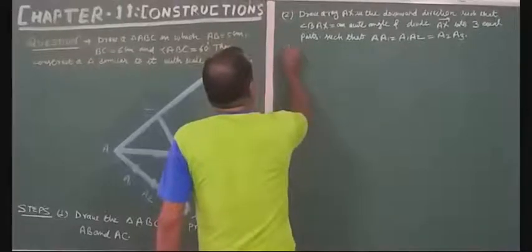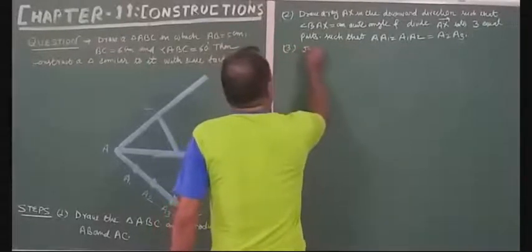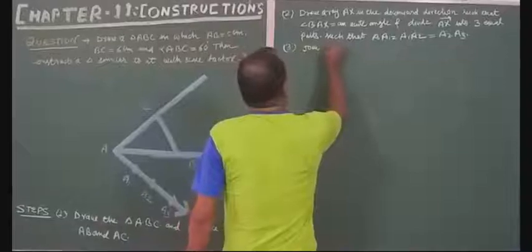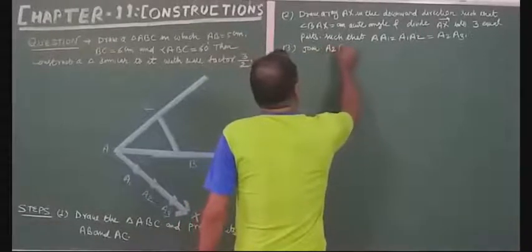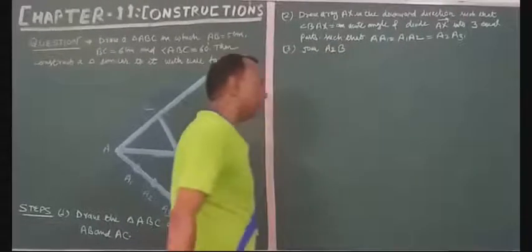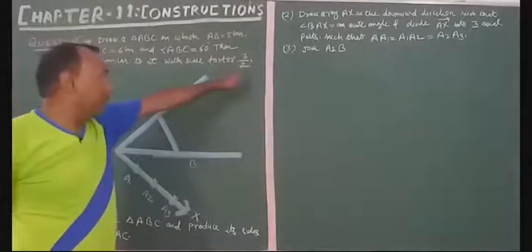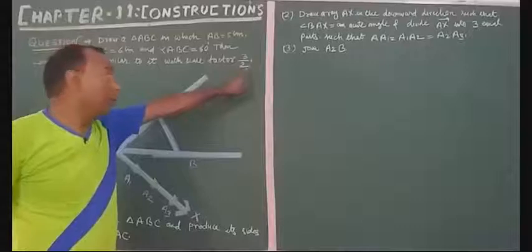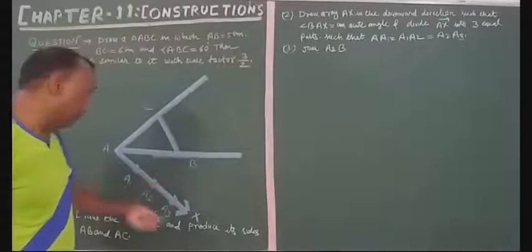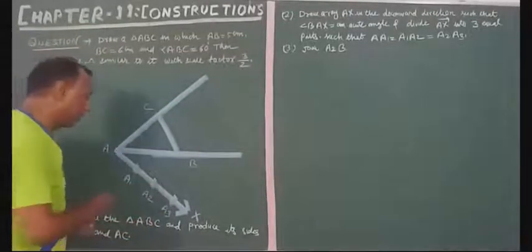Step number 3, join A to B. Which points we will join? We will see the denominator. 2 is there, therefore A to B. We will join this.